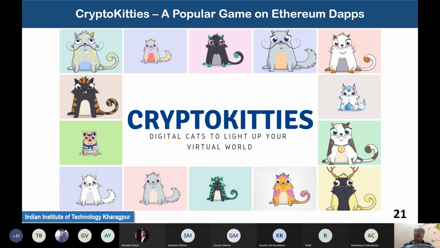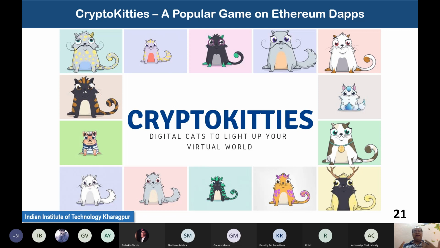Whenever you are joining the network as a player, your machine is contributing in hosting the game. What actually happens is that the state of all the cats in the system is stored in a blockchain. Over time the cat gets evolved, and whenever you are selling the cat to someone, that state is getting updated in the blockchain.